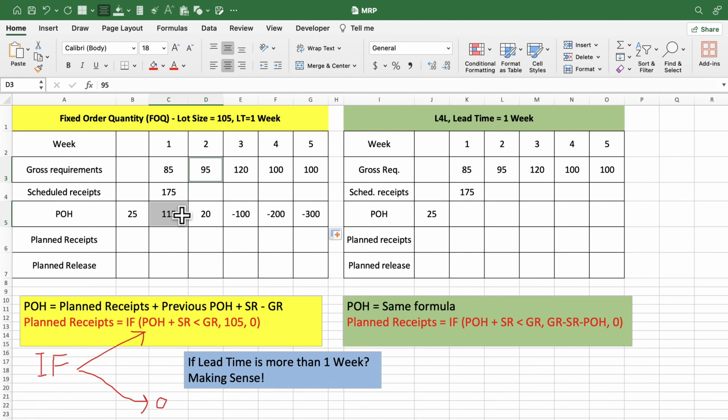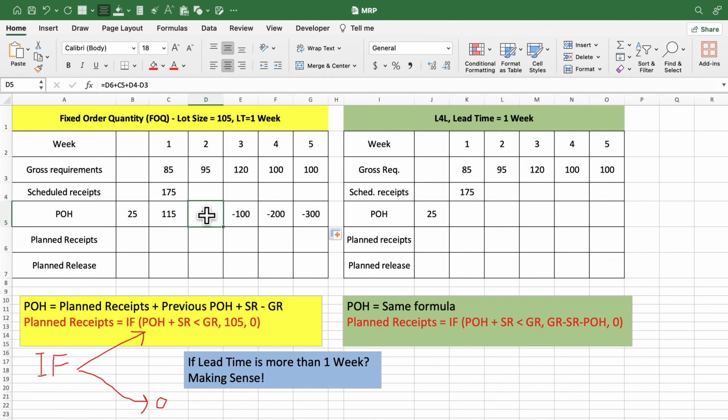And out of this 115, when 95 units will be consumed, we will be left with 20. Now the next question is, is this 20 sufficient to meet the demand for 100? No, it is not, which means we need to place an order. But for this one, we will be using a formula that will automatically calculate for the whole row. And for that formula, we'll be using this IF function. So this formula is given here.